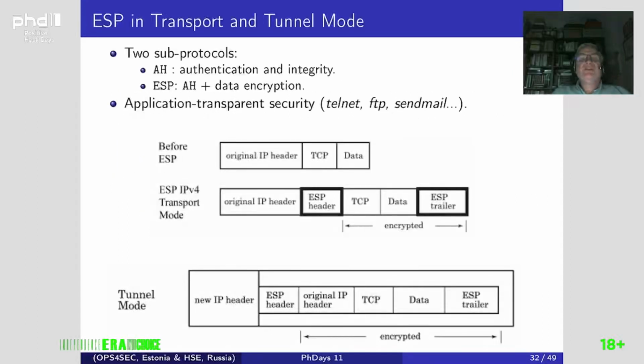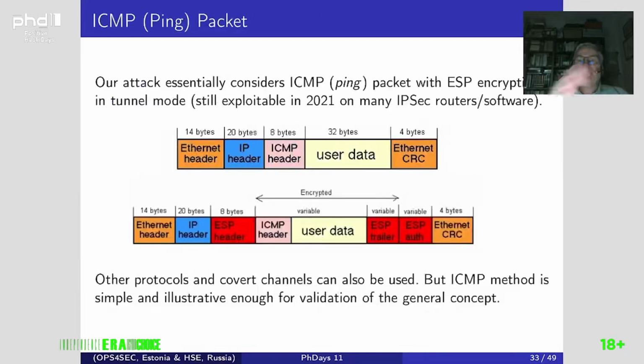So we are considering ESP in transport and tunnel mode. The slide is just to recall what we are talking about, but I suppose that you are very familiar with this. In this part, it is encrypted. So even if you transmit something, from the attacker's perspective, when we try to wiretap the channel, you will have encrypted data. Here we consider ICMP ping packets.